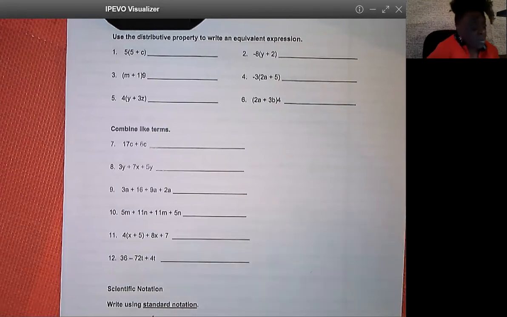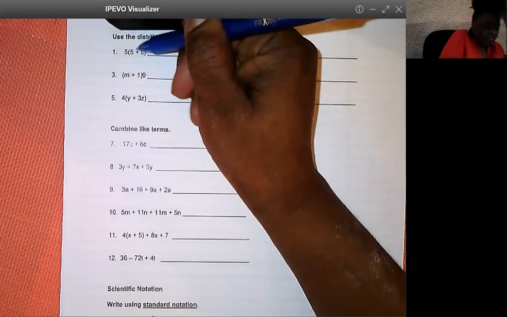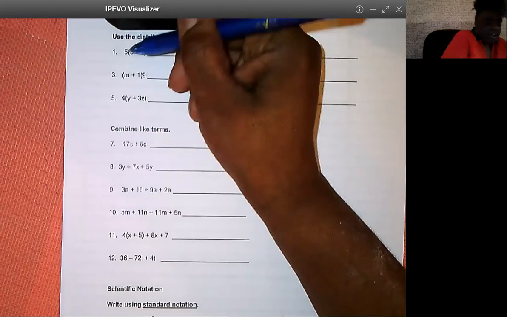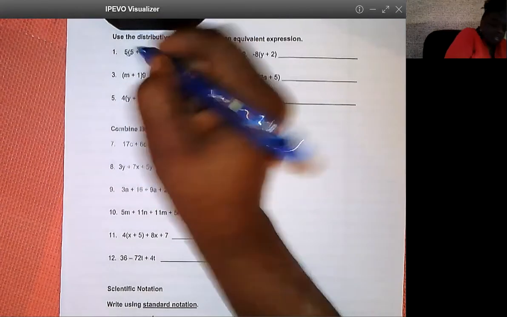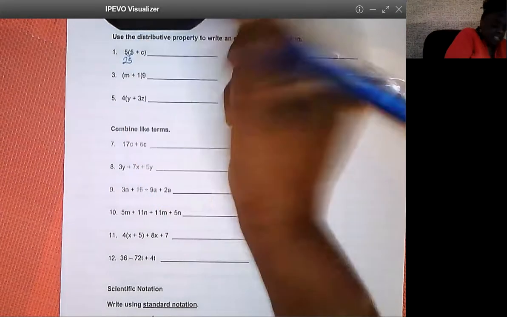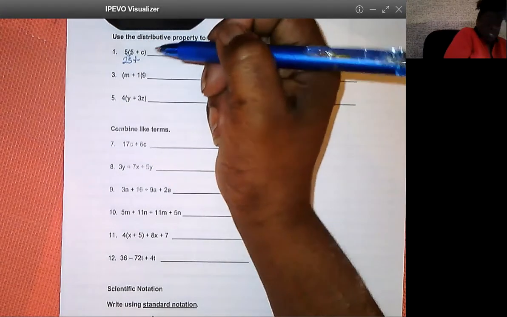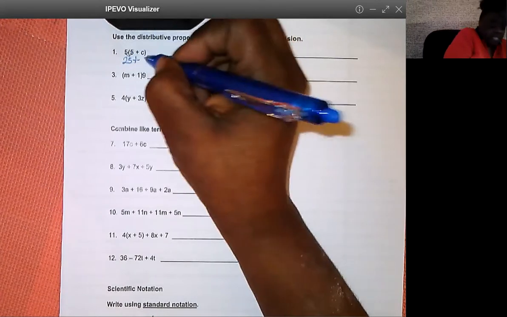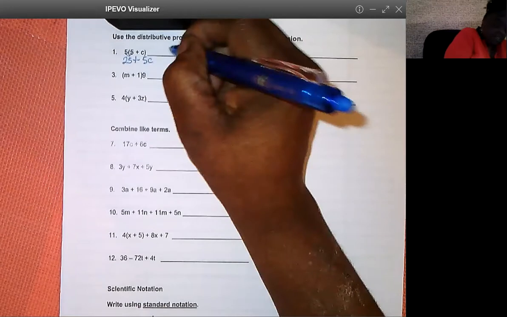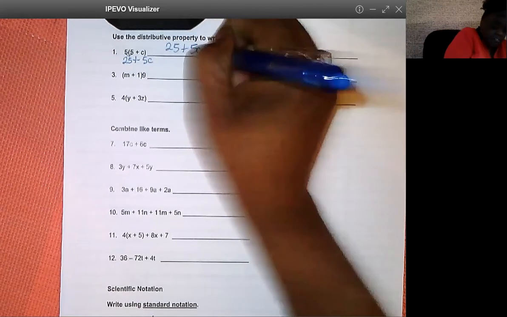For instance, here we're looking at number 1, and it says 5 times 5 plus 5 times c. So the way that equates out is 5 times 5 is 25, and then you just add in your operation sign, which is addition, and then you have 5 times c, which is 5c. So your answer is 25 plus 5c.